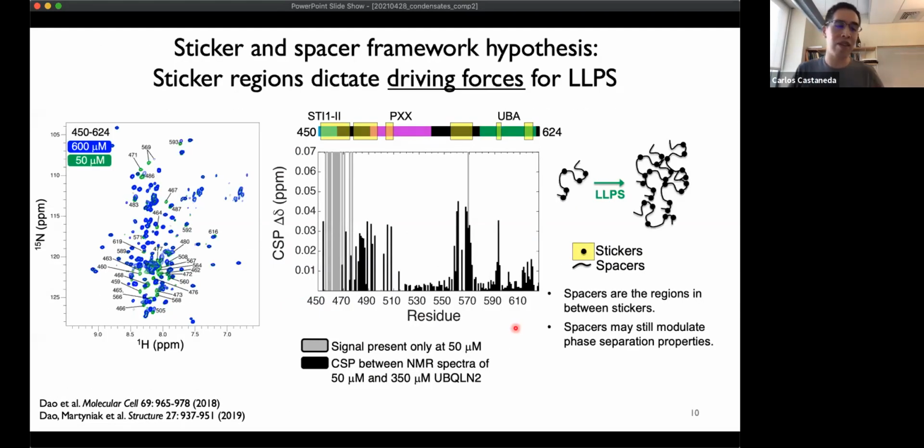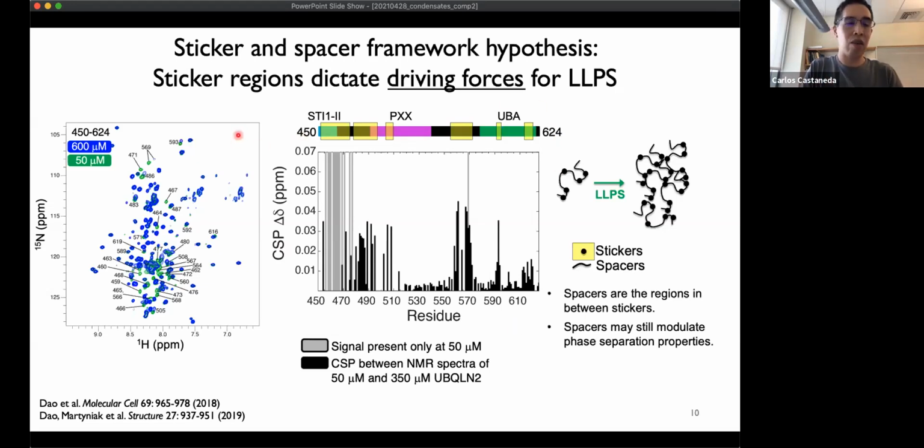The second takeaway message has been accumulating over the years. We've been using the sticker and spacer framework hypothesis that's been popularized a lot recently by Rohit Pappu's lab, but it's been known a lot in the associative polymer literature for those of you that are in more polymer physics. And what this hypothesis says is that you can think of these biopolymers as containing stickers and spacers, and the stickers are really the components of the protein that are dictating the driving forces for phase behavior.